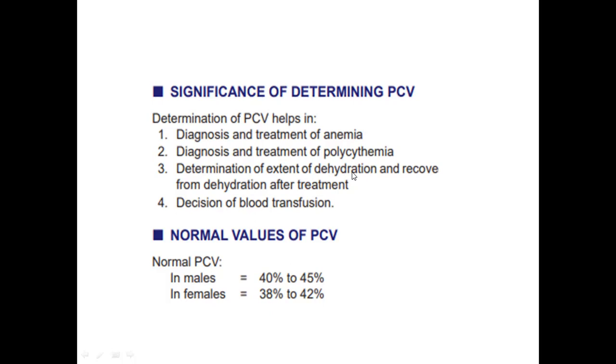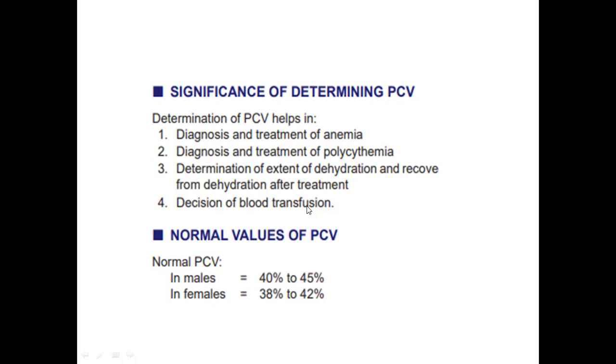And then the packed cell volume also helps us to determine blood transfusion, whether a patient needs blood transfusion or not. When somebody has maybe an accident and there is severe bleeding, severe blood loss, it is the hematocrit value, the packed cell volume, that tells us whether this patient needs to be given blood transfusion or not, or if the packed cell volume is good enough for the patient and the patient does not need blood transfusion.